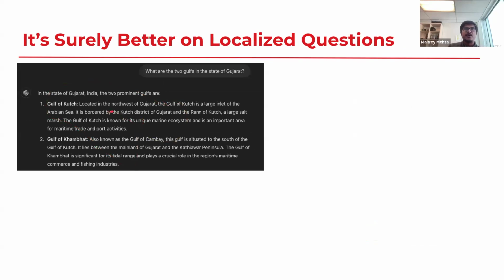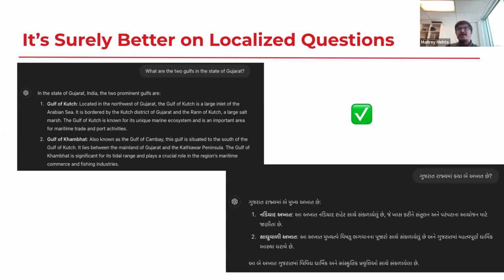So it says that there are two prominent gulfs. One is called the Gulf of Kutch, and one is called the Gulf of Khambat. And again, it gives me a really nice description about what is the speciality of each of these gulfs. And overall, amazing answer, something that you'd write on an exam. I asked the same question in Gujarati, and apparently it names two gulfs which are not even present. They don't exist. And again, very short descriptions, they don't even talk about the correct answer.